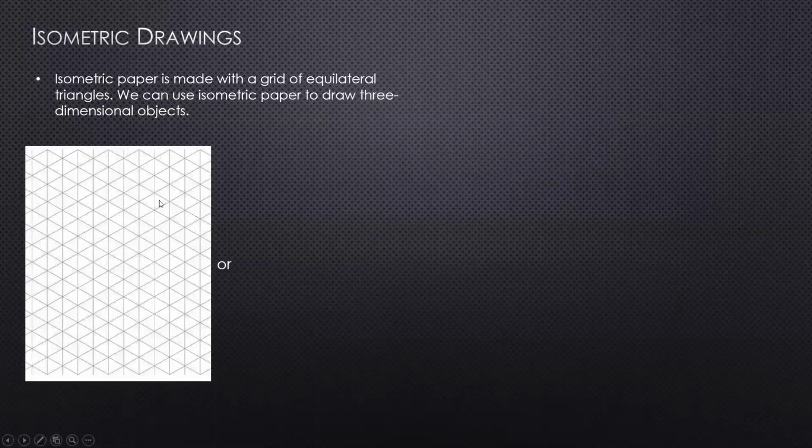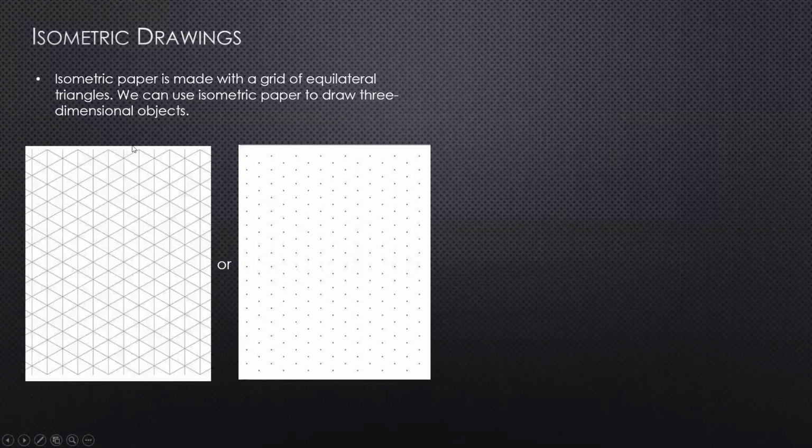This is what we call isometric paper. You can see a lot of triangles here, or it can be in dots. Even if you join all the dots, you actually form things like this also. So both of these can be used for this 3-dimension drawing.